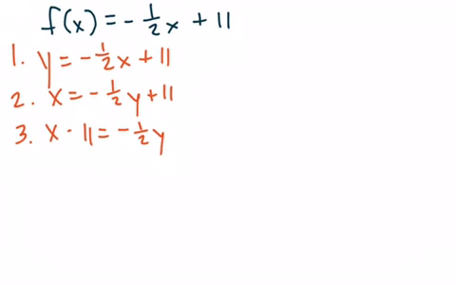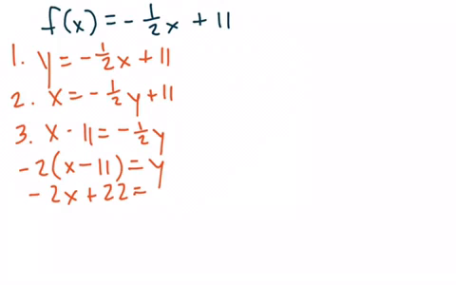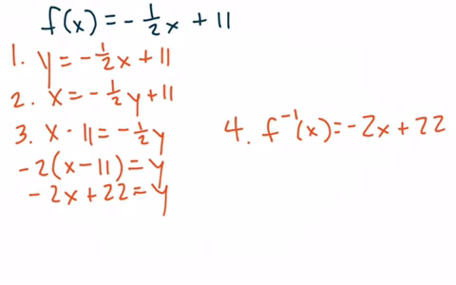So in multiplying by the reciprocal, we're going to multiply by negative 2 times x minus 11. So it gives us negative 2x plus 22 is equal to y. And finally, for step number 4, we're just going to interchange. We go f of negative 1x is equal to negative 2x plus 22. And that's it. That is your answer.